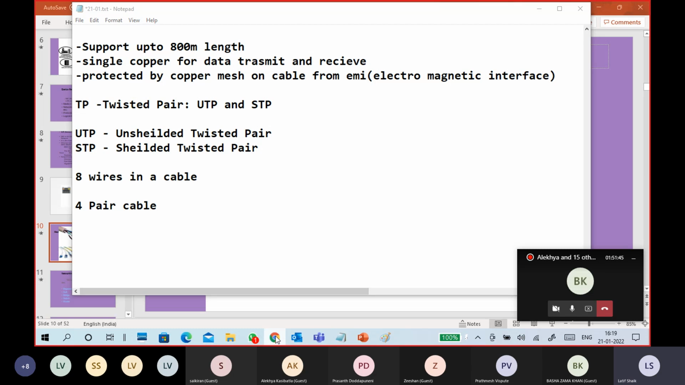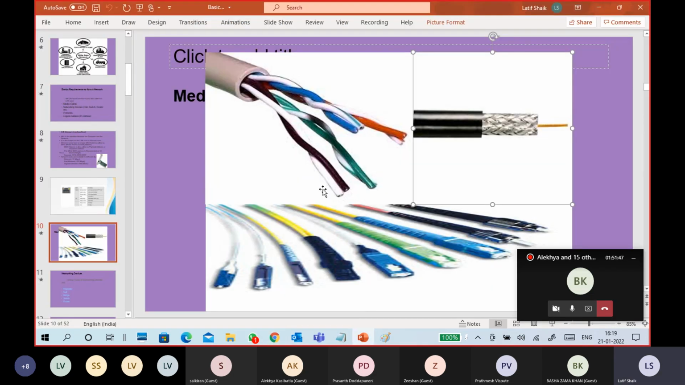How it looks, we'll see. Actually, it is in the picture. You can see, this is the twisted pair cable.